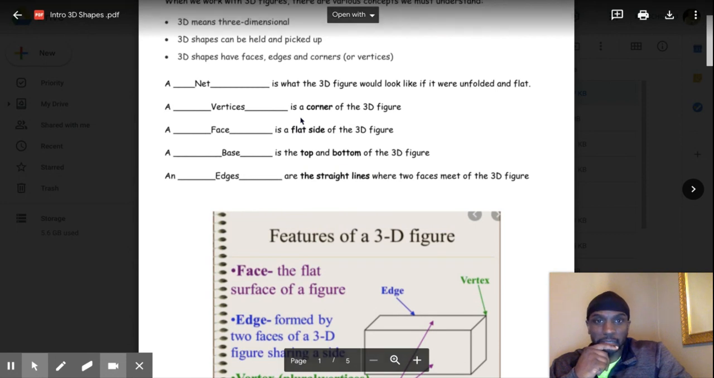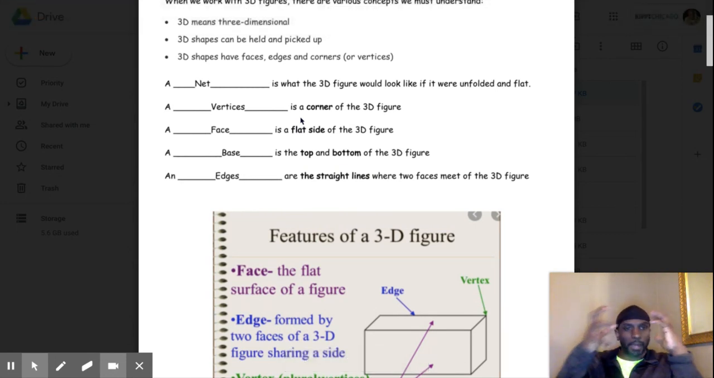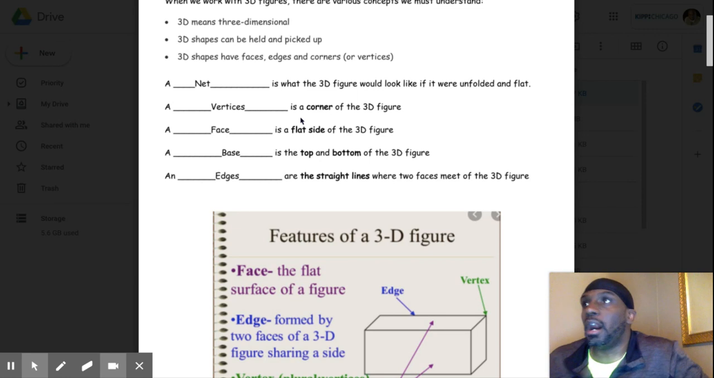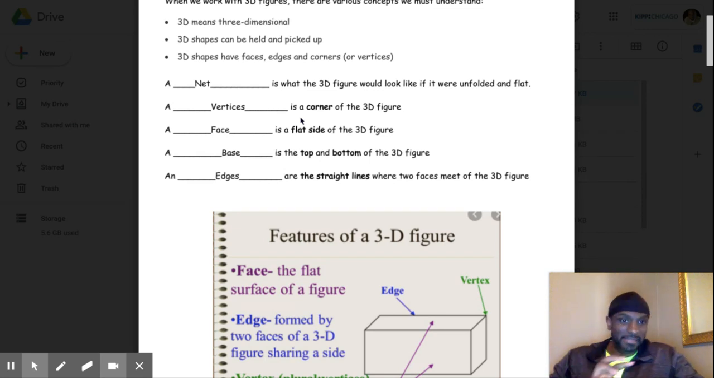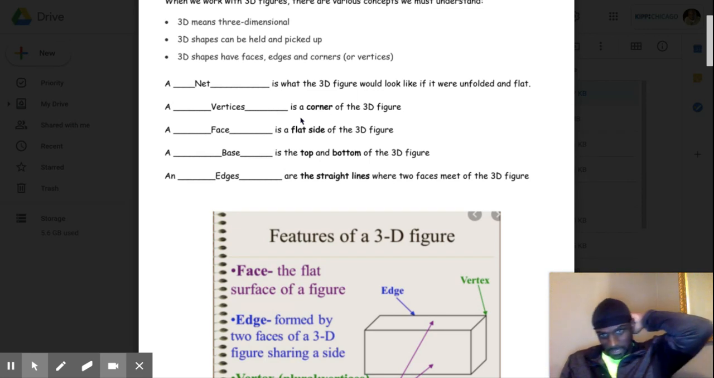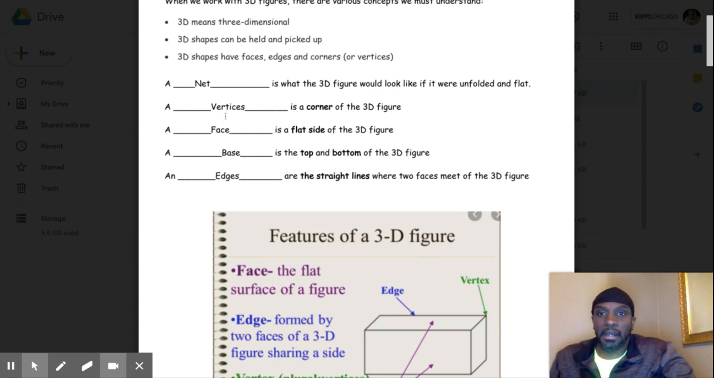And you guys are going to be held responsible for kind of memorizing certain things. You can always go back to the reference materials when you look into the classwork that I have for you today. There's a lot of pictures that I gave you guys with names of the shapes, different numbers of faces and edges and corners that they have and stuff like that. Okay. And vertices, that's another word for the corners. How many corners does your three-dimensional figure have? All right. Faces is the flat side of the 3D figure.